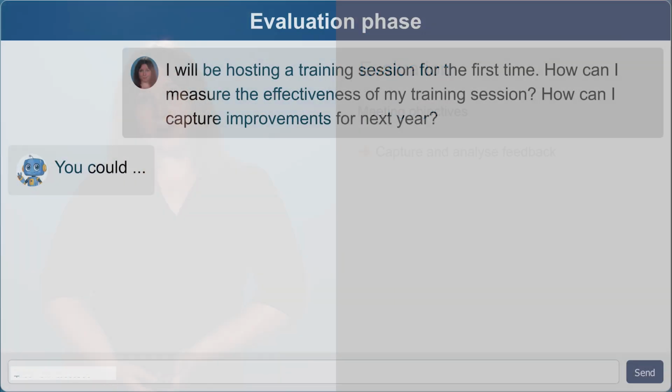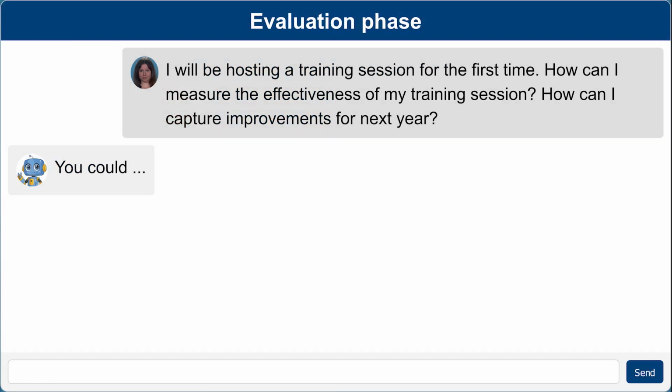Here's an example of a prompt that can be useful during the evaluation phase. I will be hosting a training session for the first time. How can I measure the effectiveness of my training session? How can I capture improvements for next year?